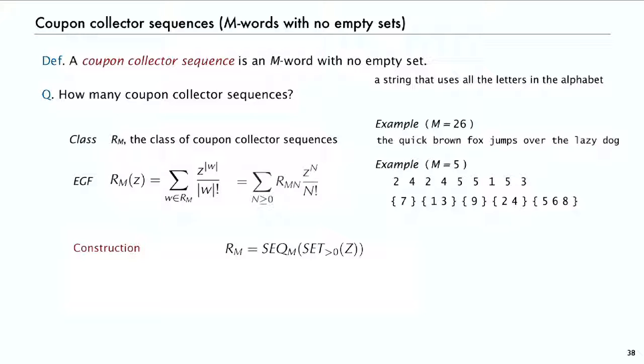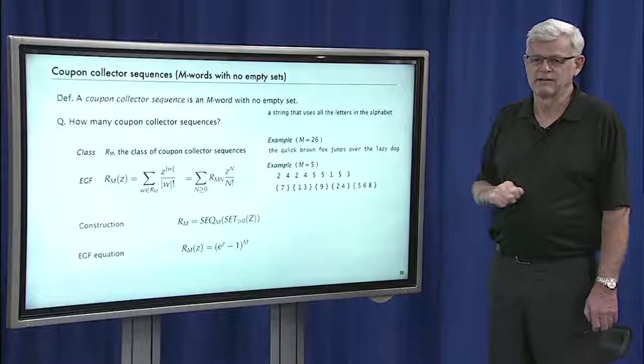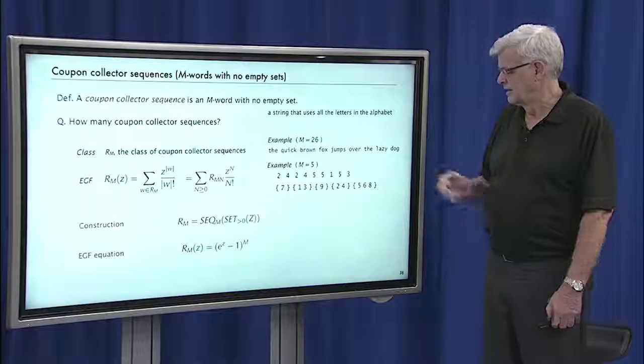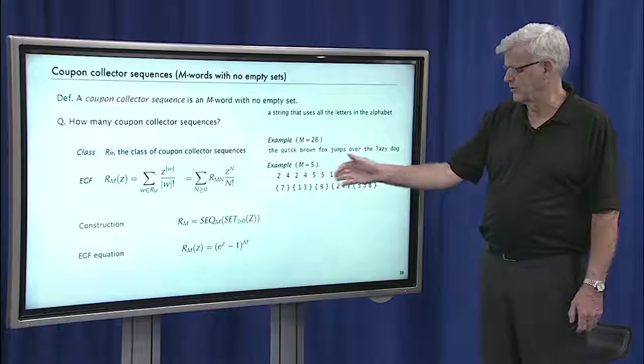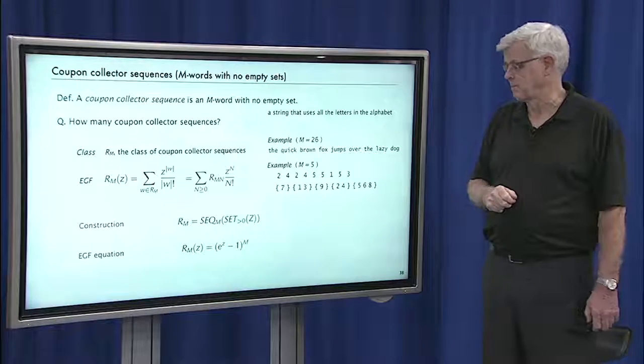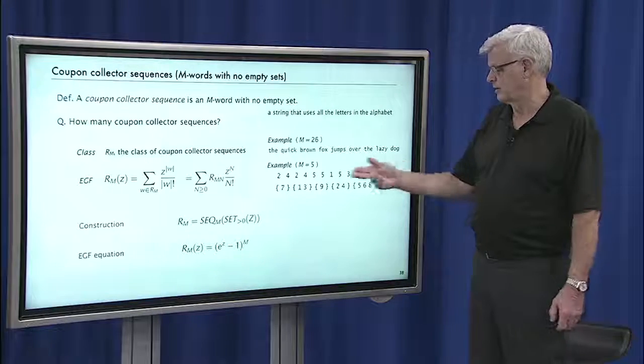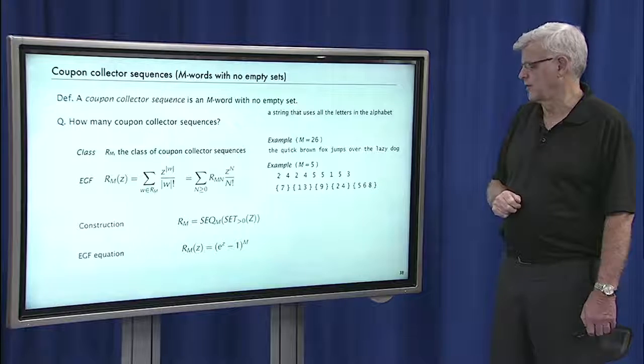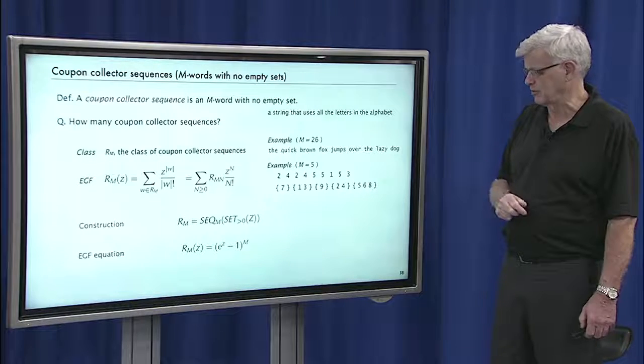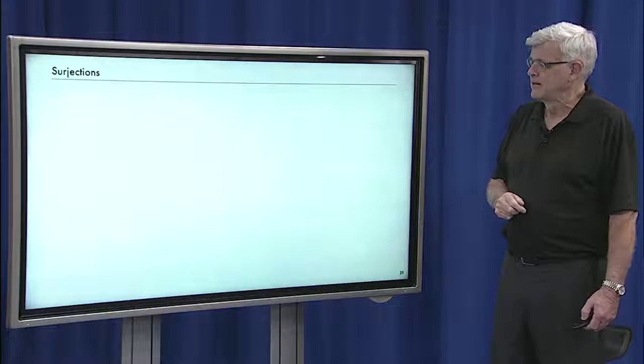The transfer theorem immediately gives a generating function equation. So a set of size greater than 0 is e^z minus 1. Subtract off the first term, the set of 0. And then a sequence of m of those is (e^z - 1)^m. So that's a generating function that describes the exponential generating function for the coupon collector sequences.